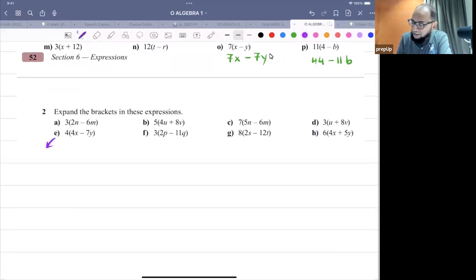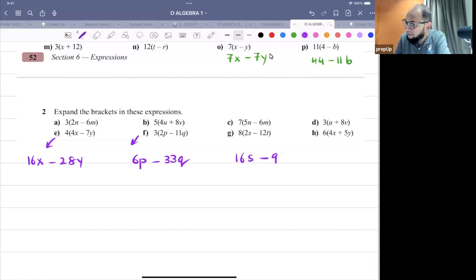4 into 4x minus 7y, 4 into 4x, 16x, 4 into 7, 28, negative 28y. Something like this. 3 into 2p, 6p. 3 into 11, that is negative 33q. 8 into 2s, that is 16s. 8 into 12, that is 96t. 6 into 4x, that is 24x, and 6 into 5, that is 30y. So these are some of the examples of basic algebra.